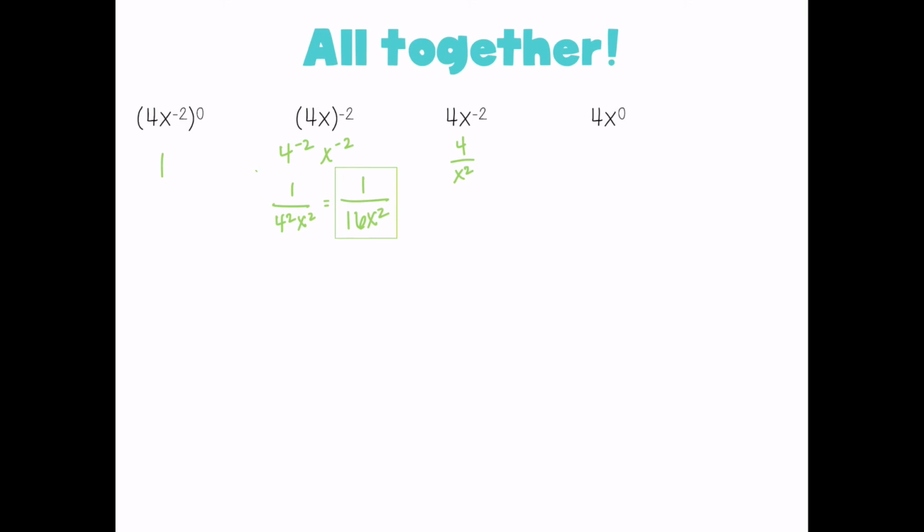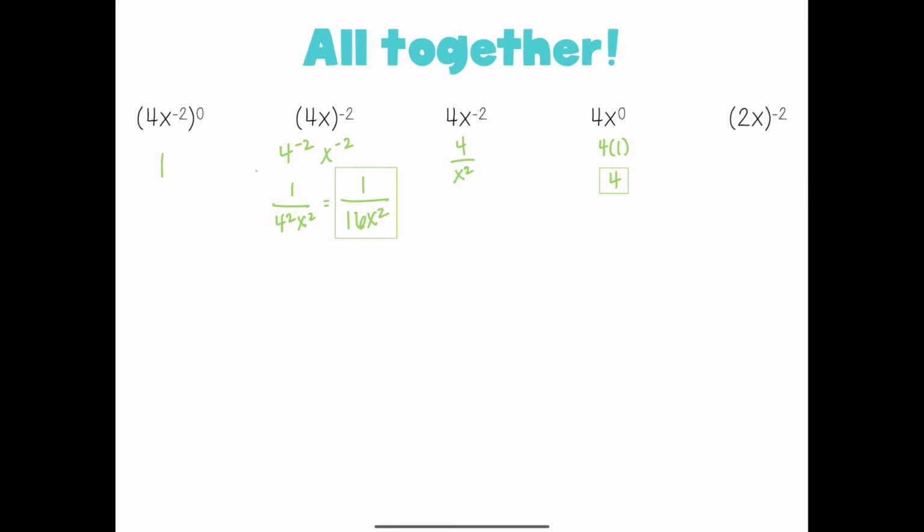Okay, that 0 is only on the x, and we know that anything to the 0 power is 1. So I have 4 times 1. And of course, we know 4 times 1 is 4. That's all I can do. Moving on.